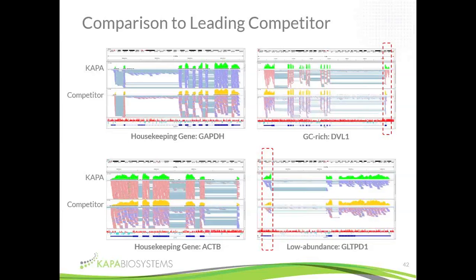And similarly for the low abundance transcript GLTP-D1, again, Kapa outperforms the competitor. These features point to the efficiency of Kapa HiFi DNA polymerase and the overall formulation of the library preparation kit itself.